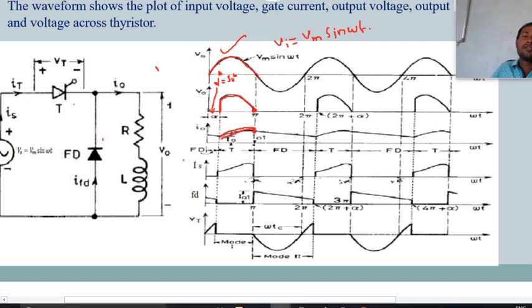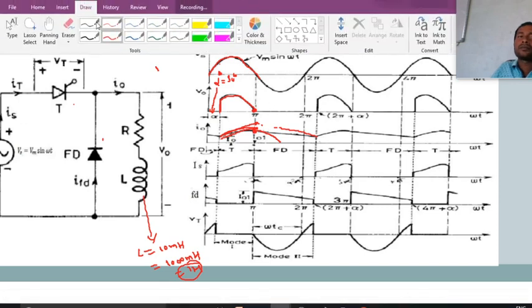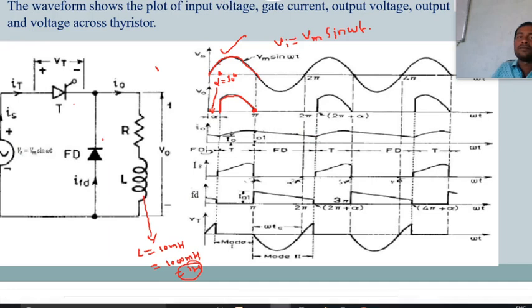If the capacity of the inductor is very low, for example 10 millihenry, it will discharge its current fast. If the inductor capacity is more, for example 1 henry, it will store more energy and release it slowly. So this is the waveform.